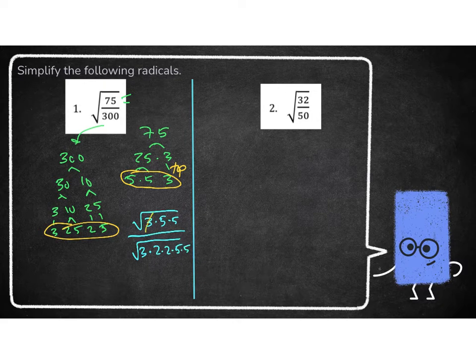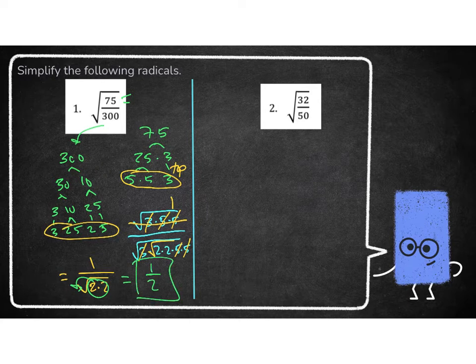I can cross out the square root of 3 over the square root of 3. I can also cross out the square root of 5 over the square root of 5, and I can cross out the square root of 5 over the square root of 5 there. So what happens is this whole numerator ended up crossing out to be 1. This denominator ends up being the square root of 2 times 2. So you're left with 1 over the square root of 2 times 2. And that's a pair. That can come out from under the radical. So you get 1/2. You've eliminated the whole radical. You've simplified it, taken out all the common factors, and you're left with just 1/2.